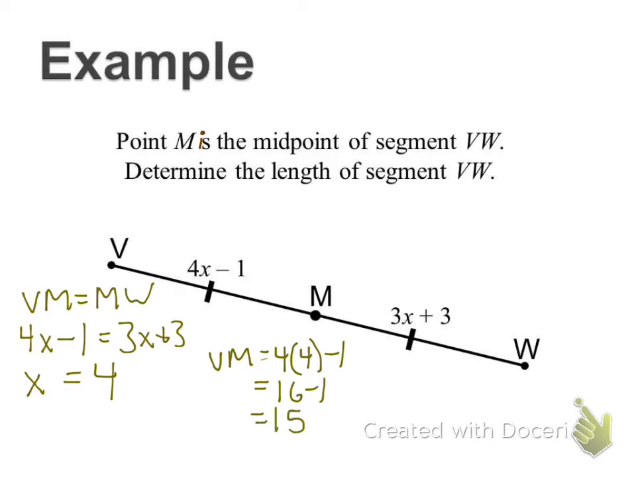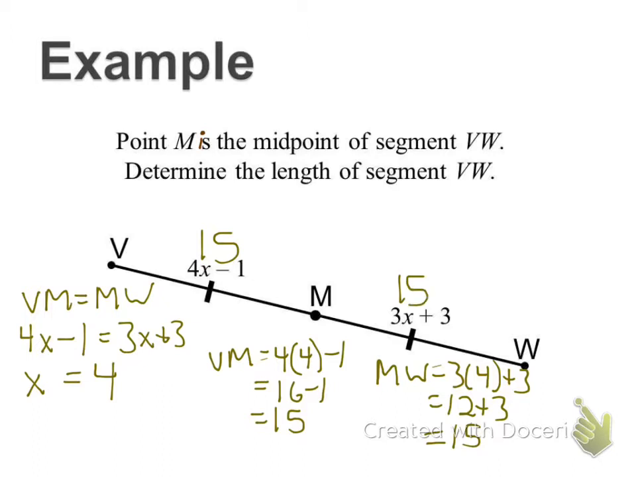Now, if that's 15, and we're thinking about a midpoint, we should know right now that MW should also be 15. Otherwise, it's not in the middle. They're not the same. So we check, and we get MW is 3 times 4 plus 3, or 12 plus 3 gives us also 15. So in the end, we know that VW is the total of both, and it's 30 units long.